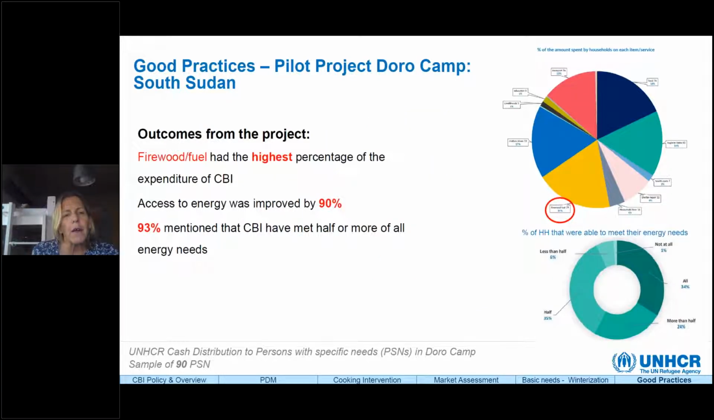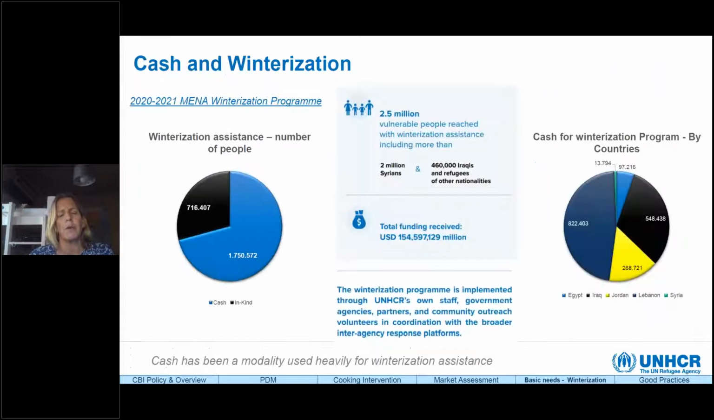Here you can see that the results are quite interesting. Access to energy was improved by 90%, and 93% mentioned that cash has met half or more of all of the energy needs. So I guess we have many different approaches in UNHCR. We have the cash for basic needs, which is a large part of what we do. But we also have these small pilot projects or other programs that have been presented already in this webinar that are more focused, dedicated to achieving outcomes in cooking, for example, through the use of cash. Maybe next one as well.